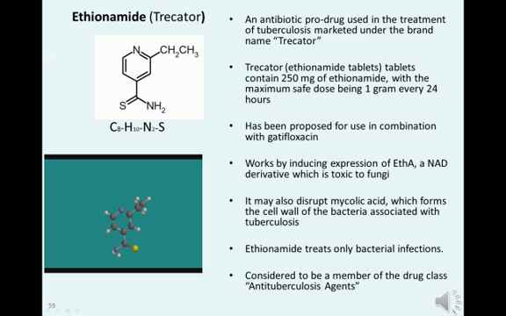Ethionamide is an antibiotic prodrug that's used in the treatment of tuberculosis. It's marketed under the trade name Trecator. It was first discovered in 1956, and it works by inducing the expression of an NAD derivative, which is toxic to fungi.